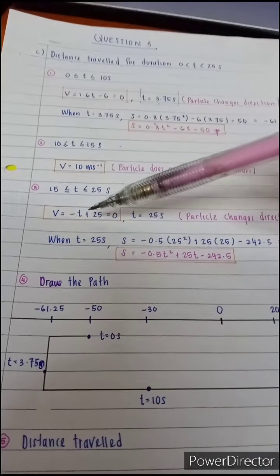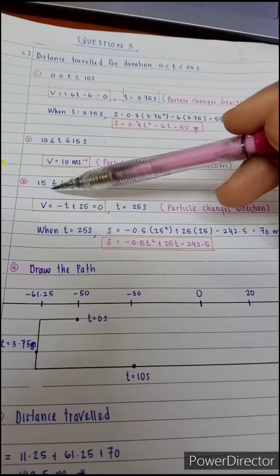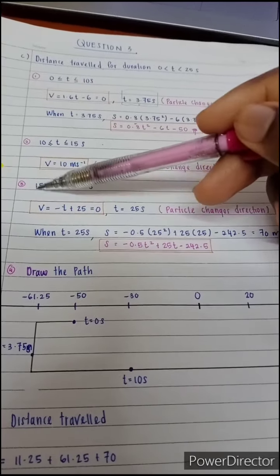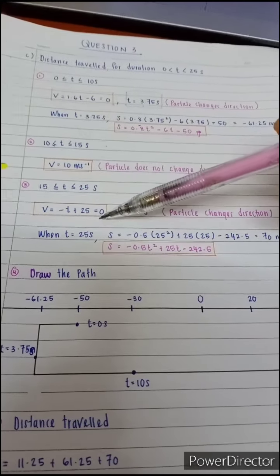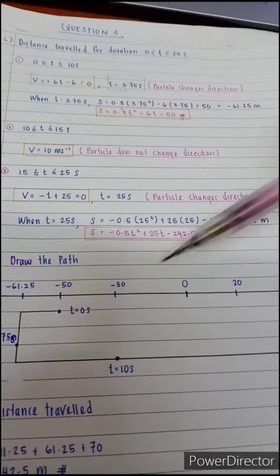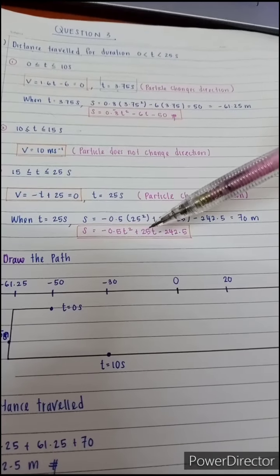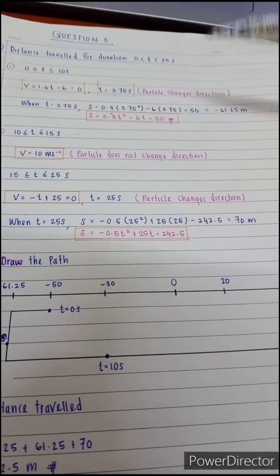So for section 3, which is 15 to 25 seconds, the equation for velocity we got is v equal to negative t plus 25, and the equation for displacement is s equal to negative 0.5 t square plus 25 t minus 242.5.